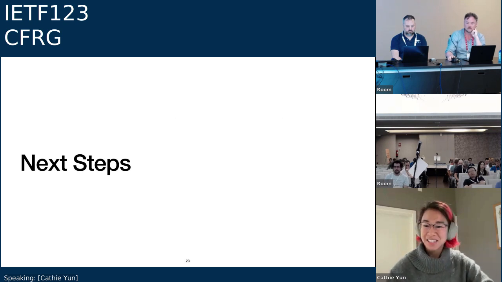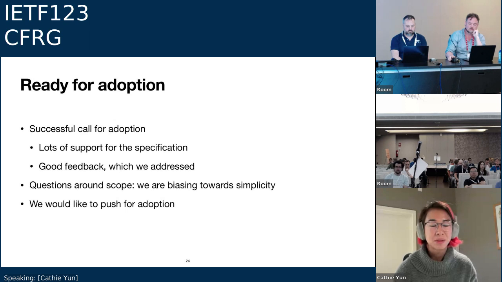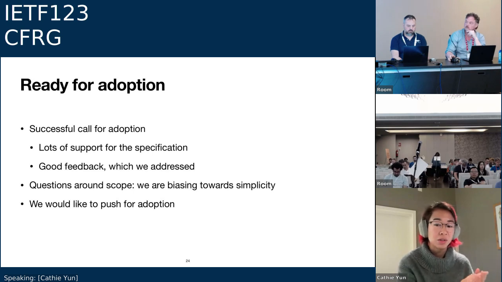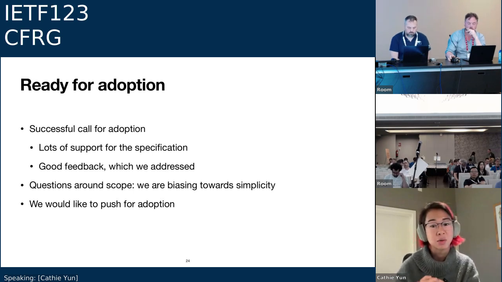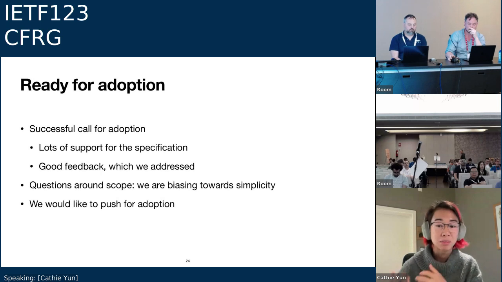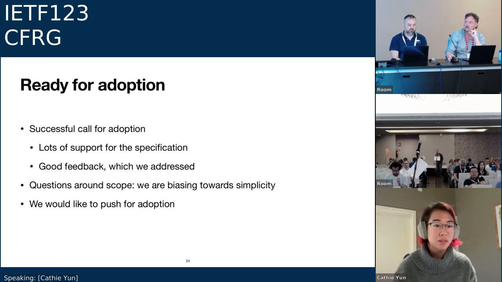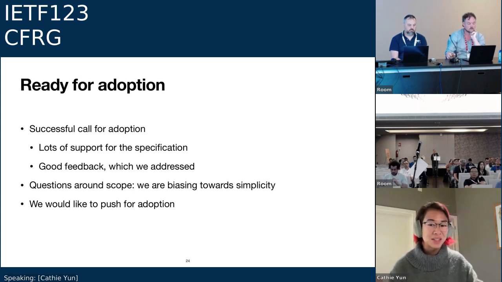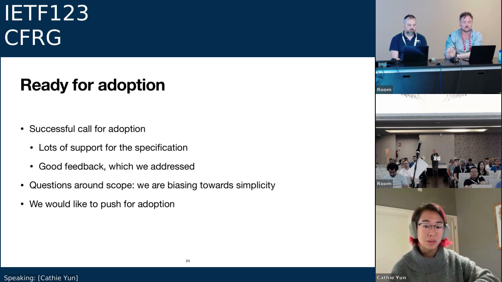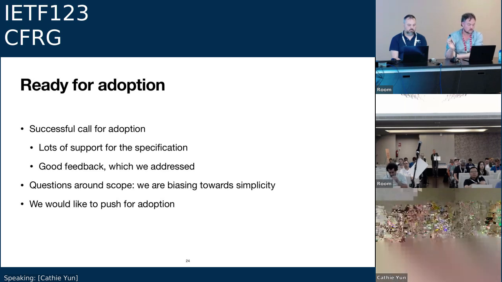Awesome. And next steps are, as a recap, we had a successful call for adoption. We had lots of support for this being a spec, and then we had good feedback. And I do think we addressed all of the feedback that we got. We also had some open questions around scope, and the answer to those questions is that we are biasing towards simplicity unless there's something really strong pushing us otherwise. And with all of that, I think our next step is that we would like to push for adoption. So with that, I would like to open the floor for any questions or feedback from the audience.